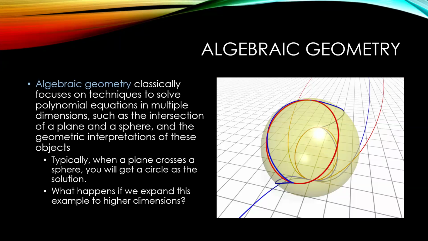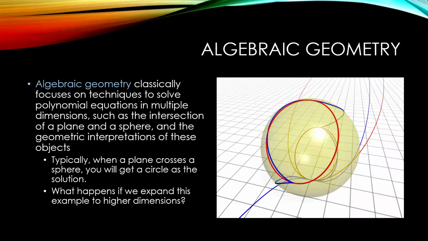Algebraic geometry is another classical approach to geometry. Classically, it focuses on techniques to solve polynomial equations in multiple dimensions, such as the intersection of a plane and a sphere. What happens when you take a plane and a sphere and combine them? Well, we can figure out the types of shapes we get. Typically, we get a circle when we cross a plane and a sphere.